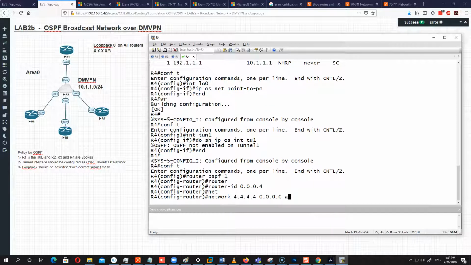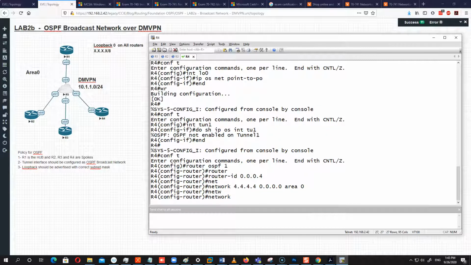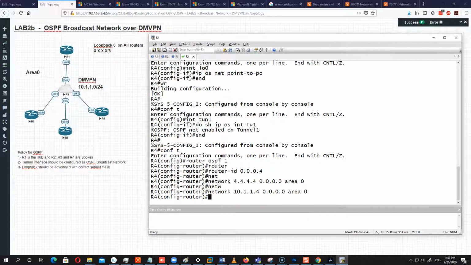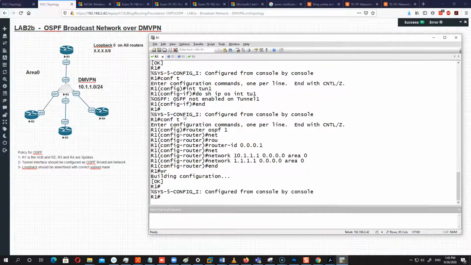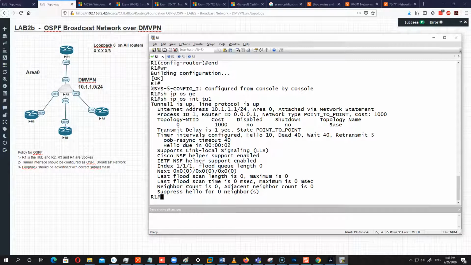Quickly, we've finished our setup, and you can see that no matter what I'm doing, I'm not having any neighbor coming up, right? So it means that I have some kind of issue in my node. If I look at show IP OSPF, there's no neighbor, and if I look at show IP OSPF interface tunnel 1, that's a point-to-point interface. Now, point-to-point interface, and we know that we are using GRE multipoint.